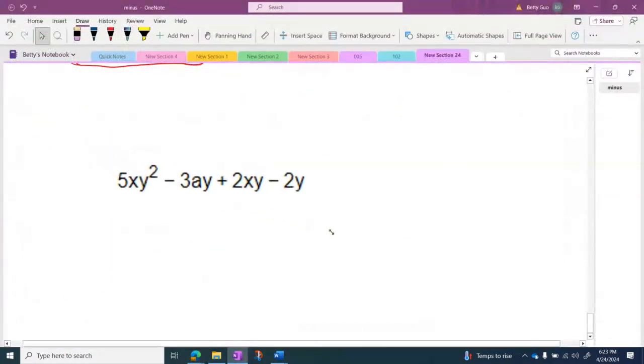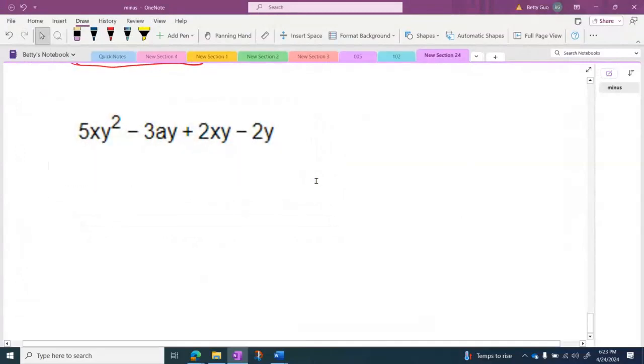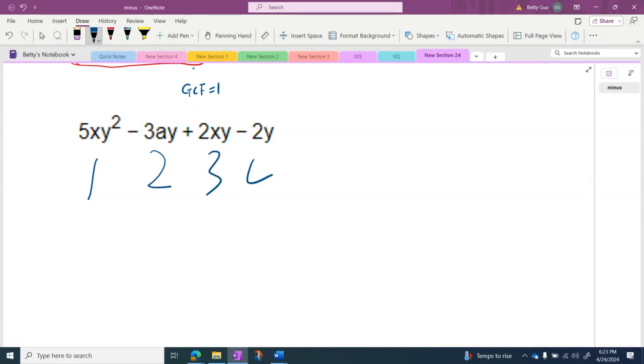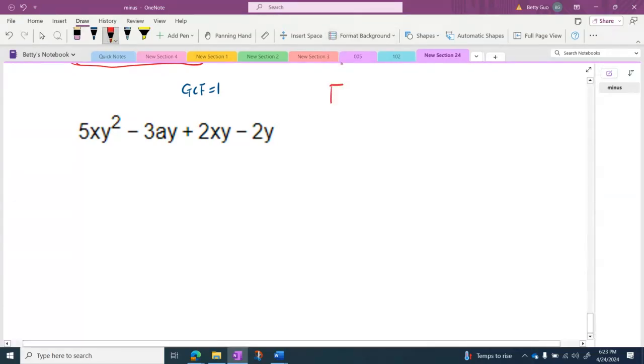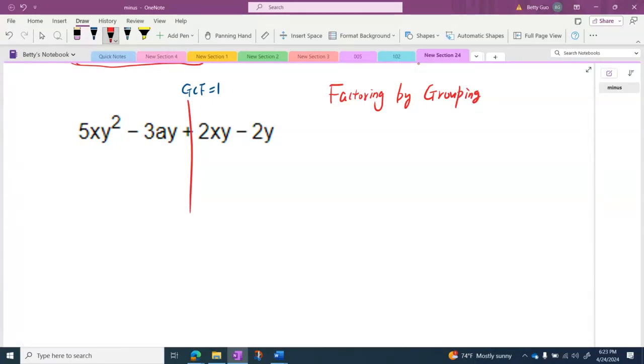Do we have a GCF to remove? No, we actually don't. Okay, we actually do not have a GCF to remove. The GCF of the 4 terms is 1. How many terms in this polynomial? 1 term, 2 terms, 3 terms, 4 terms. Do you guys remember what method we're going to apply to factor a polynomial containing 4 terms? Cut it in the middle, right?